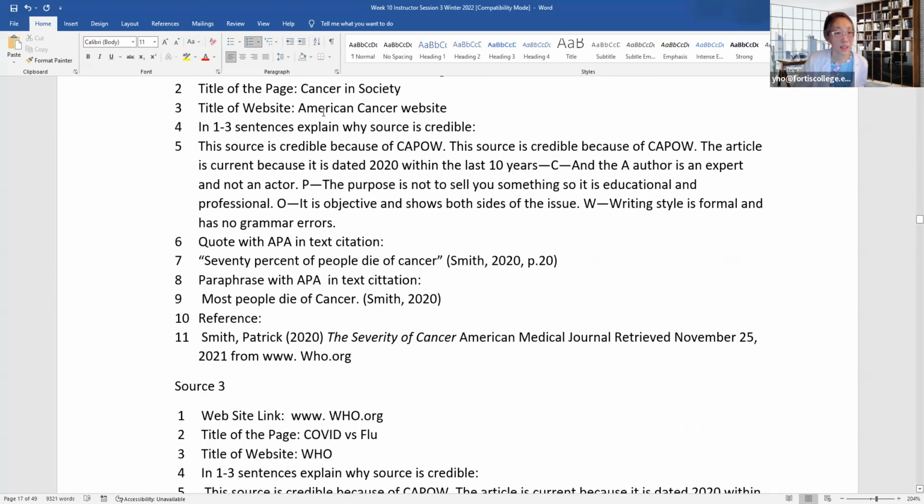And then here, because this is about cancer, 70% of people die of cancer. You could tell that in this case I made this up, but you are going to take it from an article, and then you're going to put the article here, and you just have to have it correct.